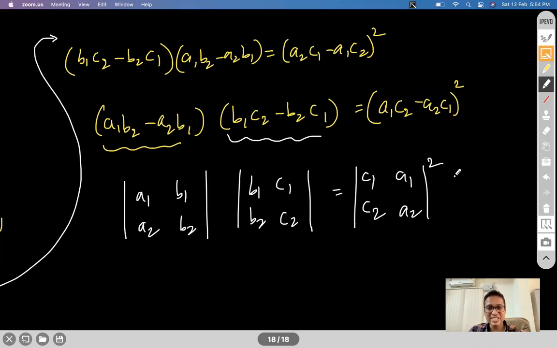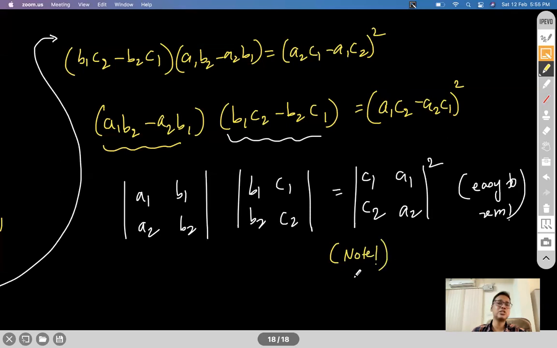Okay. Now, this is much easy to remember. Why it is easy to remember? Because it is like A, B, B, C, C, A. Okay. You just have to remember this square over here. Right? Now, it is simple to remember. Okay. So, please note this down. This is your condition to have at least one root common.